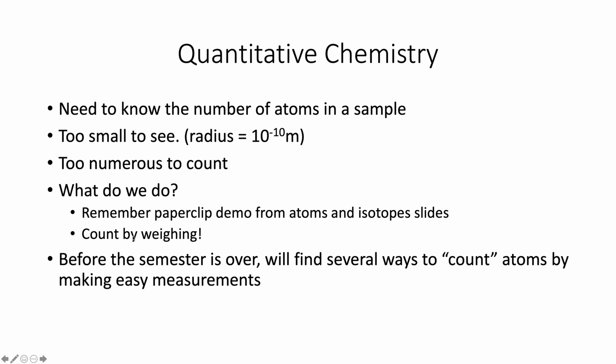So what do we do? Again, if you remember the paperclip demo, we can count by weighing. And that's the idea here. We're going to use the atomic mass, and I'll show you all that. What's really powerful about this is weighing something using a balance is one of the easiest things that you can do. All you have to be able to do is read numbers and put something on a balance. And so it's a very, very easy measurement. Our balances go to 4 decimal places on a gram, so you can get extremely precise. And as we progress through this semester, we're going to find other ways to count atoms by making very simple, easy, and precise measurements.